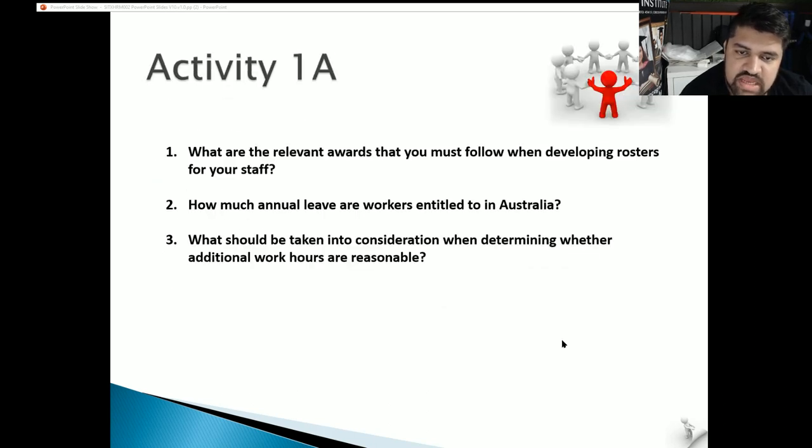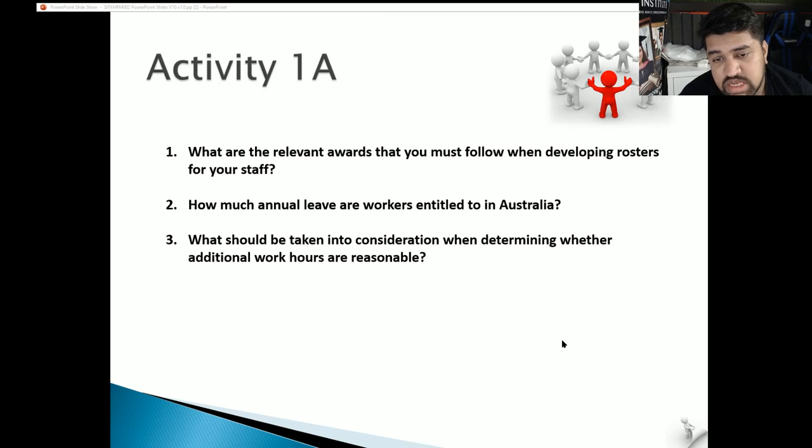So activity 1A, what are the relevant awards that you must follow when developing rosters for your staff? So in this case, for us, as I mentioned before, the important awards that we're looking at are the Fast Food Industry Award 2010 and the Hospitality Industry Award 2010.